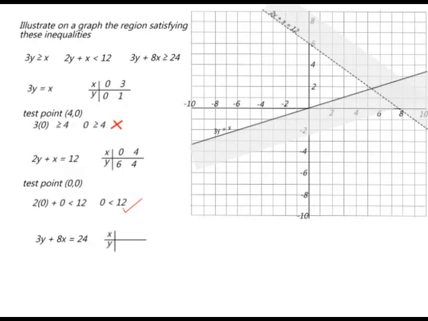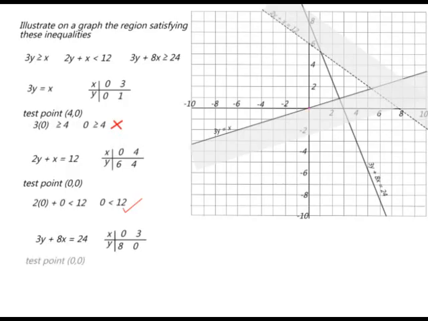Two values of x, 0 and 3, corresponding values of y. When x is 0, y will be 8. When x is 3, y will be 0. That is the line. Where do we shade?